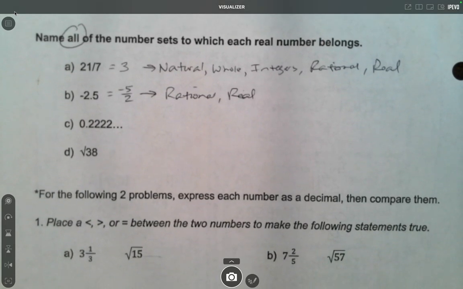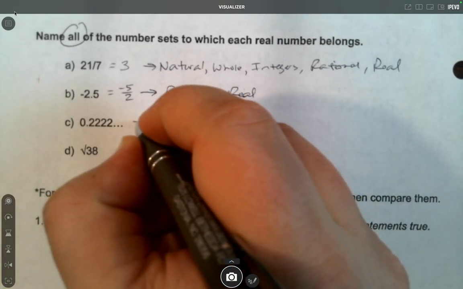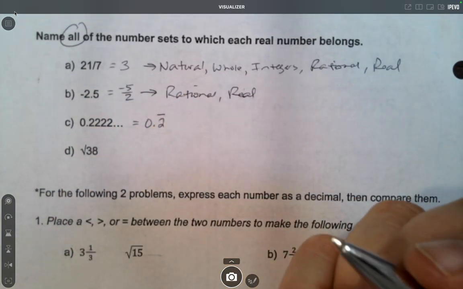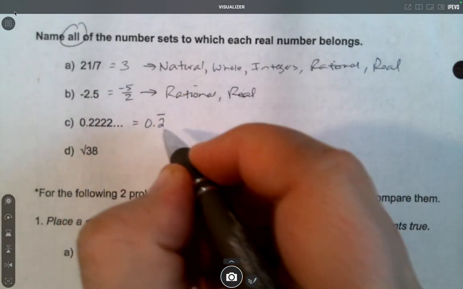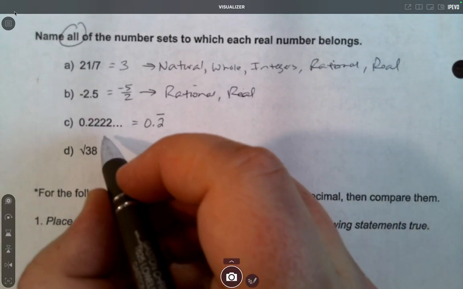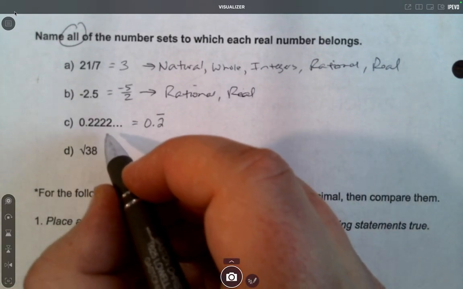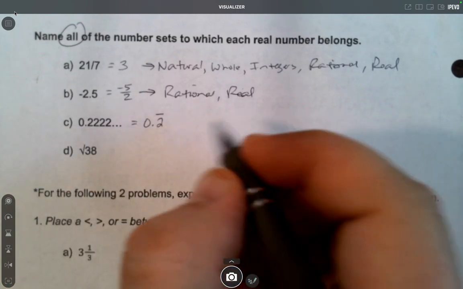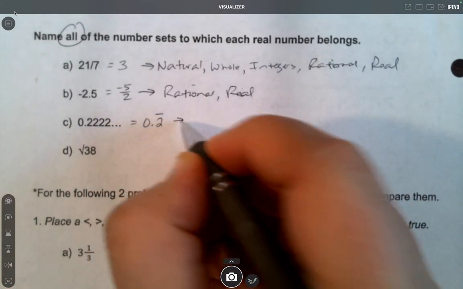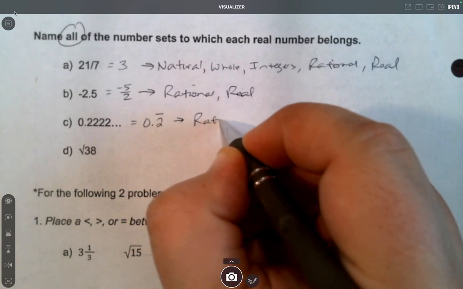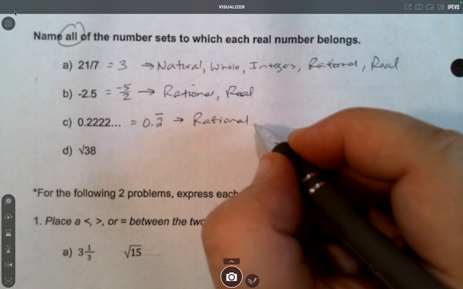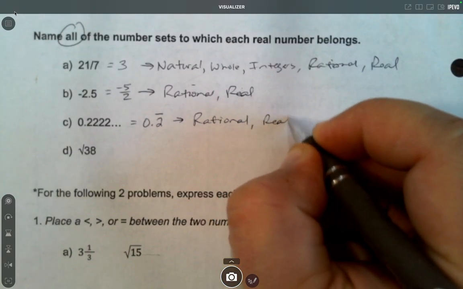Okay, C, we have 0.2 repeating. I could write it this way, or I could say 0.2 and then this bar above it, and that means 0.2 repeating. So these two mean the same thing. So this does not end, but it has a repeating pattern. It's 2 every single time, all the way forever. So since it's a decimal with a repeating pattern, that means it is rational. It can be written as a fraction. In fact, this is 2/9. And if it's rational, it's also real.